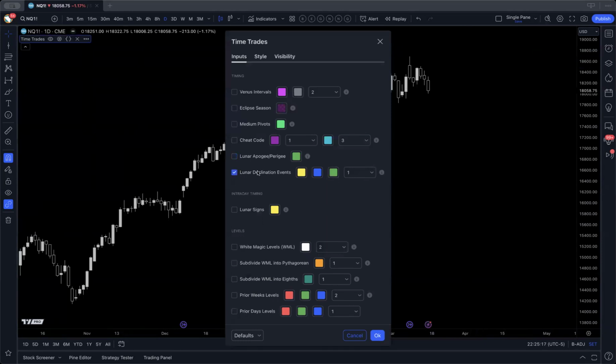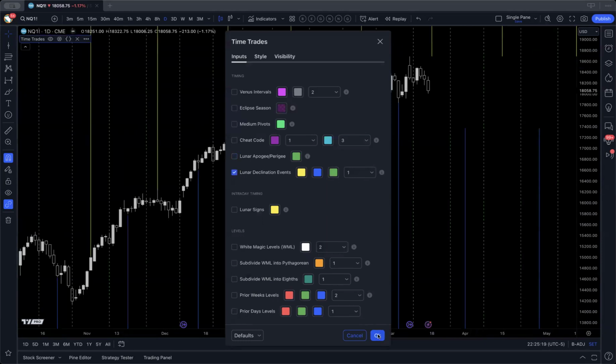We can also take a look at declination events. Now, declination is how high the moon is in the sky above the equator. Yellow is maximum northern declination. Blue is maximum southern declination. Green is zero declination. Okay.